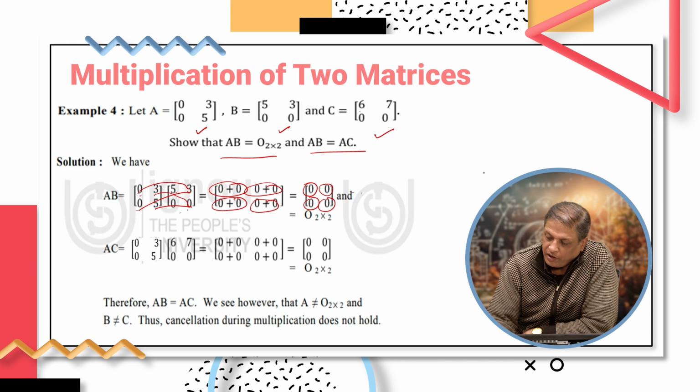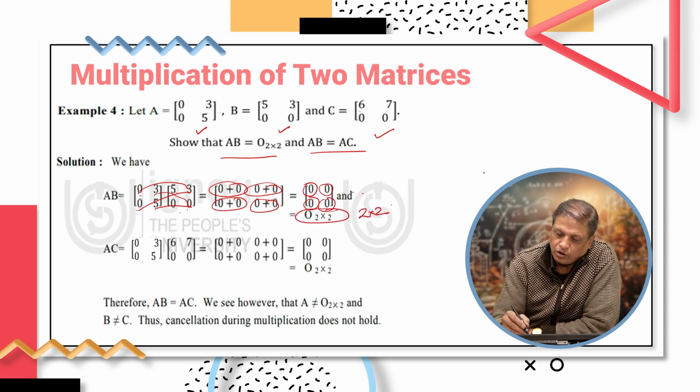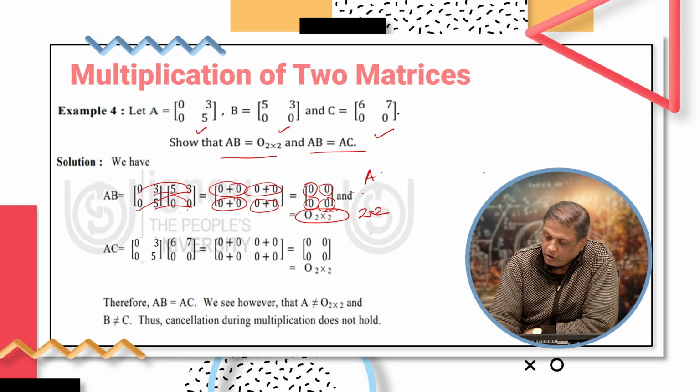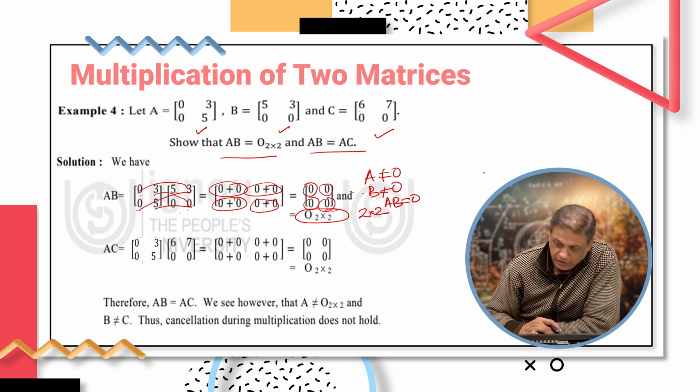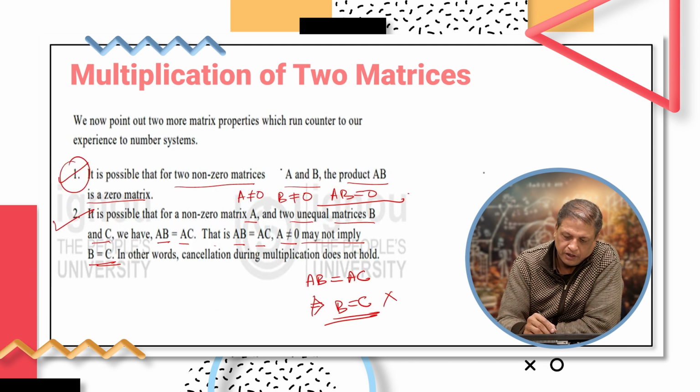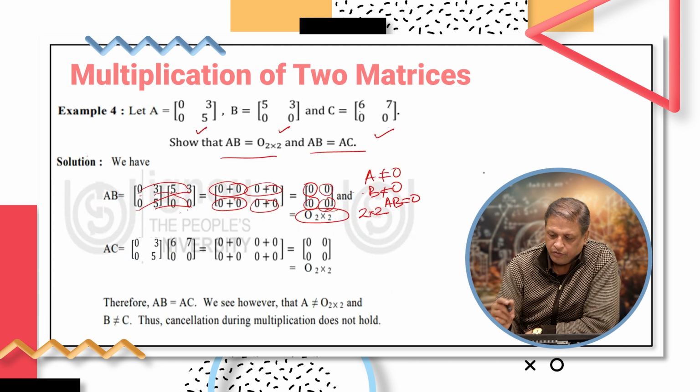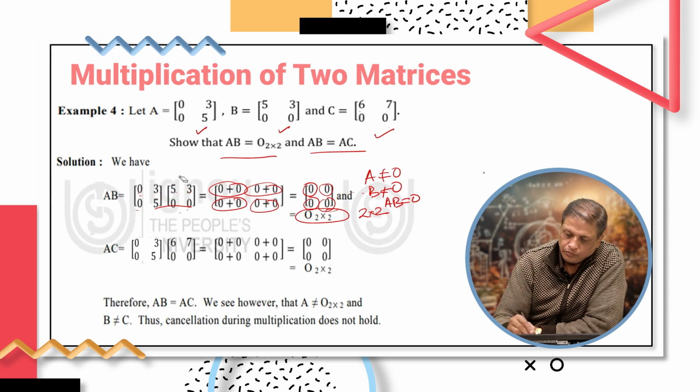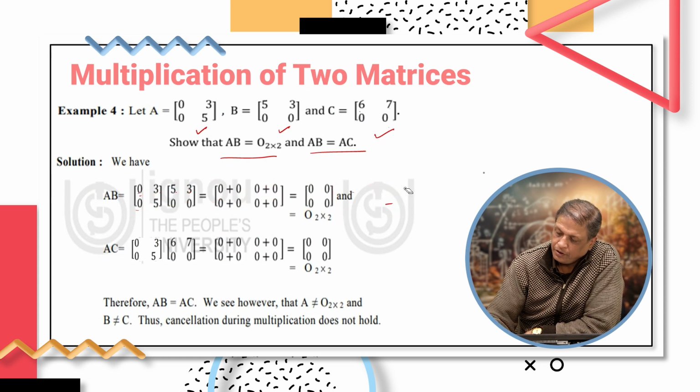So that means all values are 0. This is a zero matrix of order 2 cross 2. So A is not equal to 0, B is not equal to 0, but AB is equal to 0, which we had discussed over here. This is the first property which we had discussed. Now we will discuss the second important property.